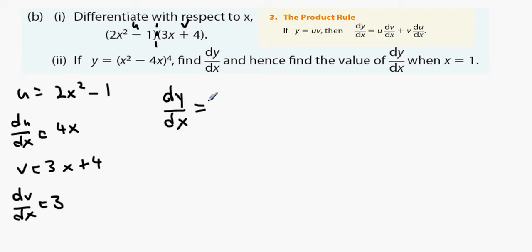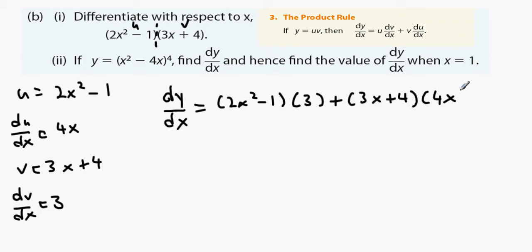Alright. So u times dv dx is going to be 2x squared minus 1. That's u. The dv dx is 3. Plus v times du dx. And v is going to be 3x plus 4. And the du dx is going to be 4x. Now we're at the stage where we've got to start multiplying these. So we're going to multiply 2x squared by 3, then minus 1 by 3, 3x by 4x, then 4 by 4x, and see what answers we get.